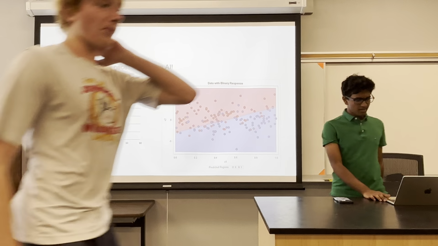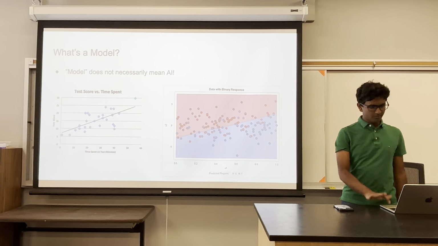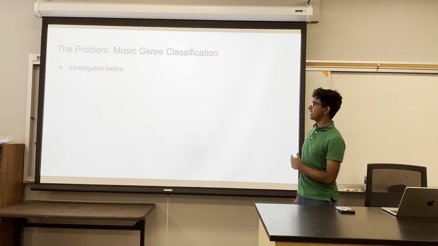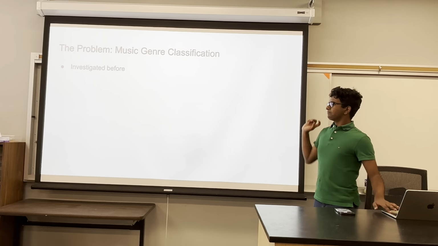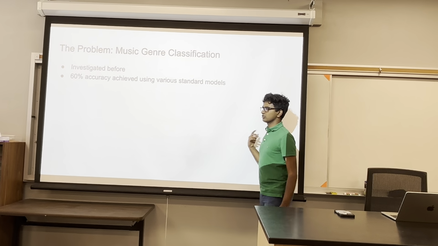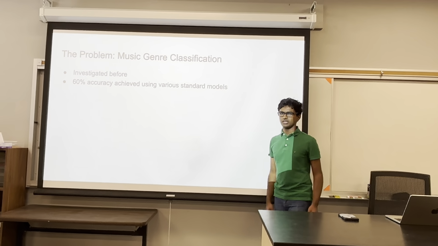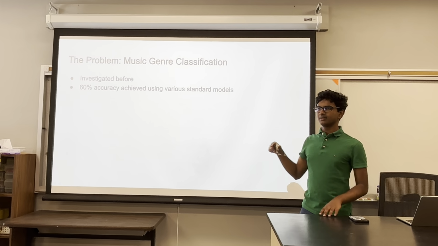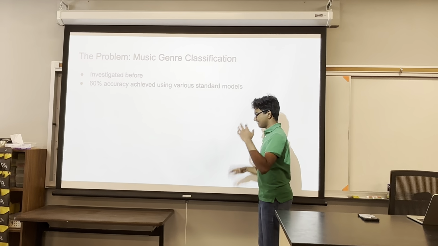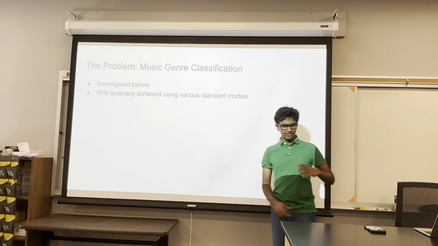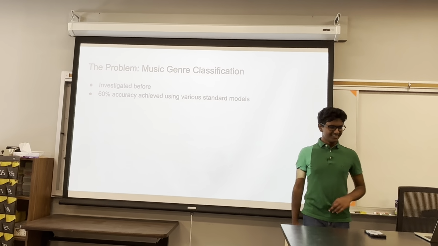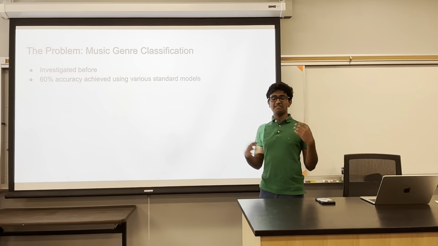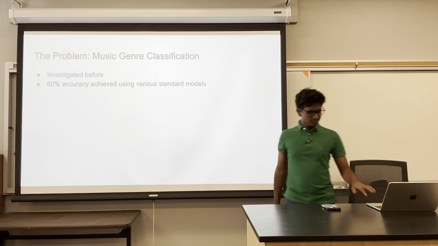Okay. So now that we understand what a model is, we can move on to talking about the problem within music genre classification. And this is a problem that has been investigated before. In 2002, some researchers achieved like a 60% accuracy using a bunch of standard statistical models. By standard, I mean non-AI. Liam? What is music genre classification? Okay, basically if you have different songs, trying to figure out which genre each song is in. In comparison to this, humans generally get 70% right on that data set.